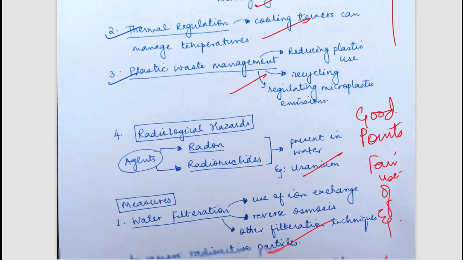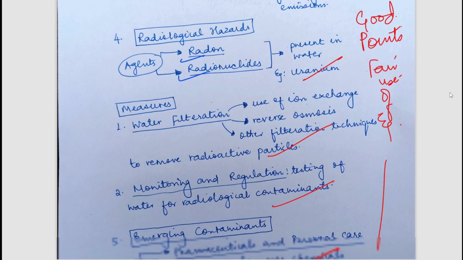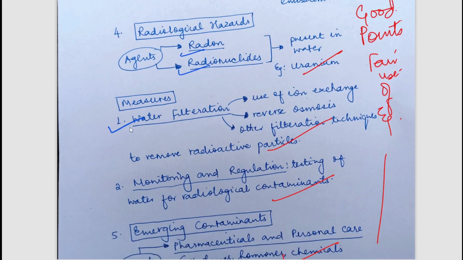And now radiological hazards have been mentioned. It could be from radon or radionuclides, so any kind of radiologically active elements. Its measures: suppose they are present in water, so we have to do water filtration, we have to do regular monitoring and regulation.